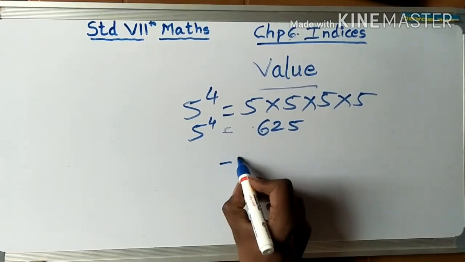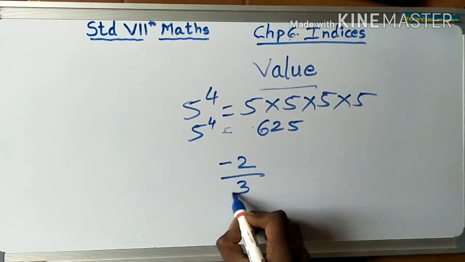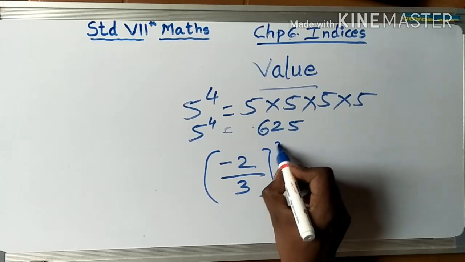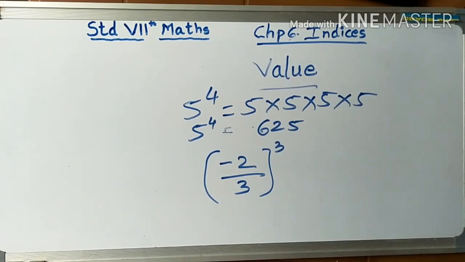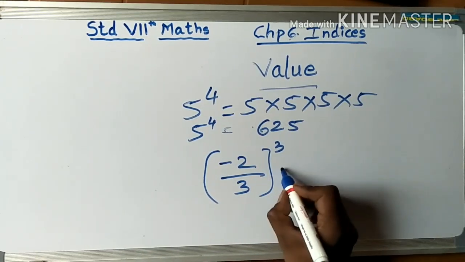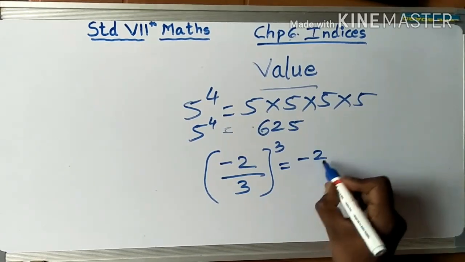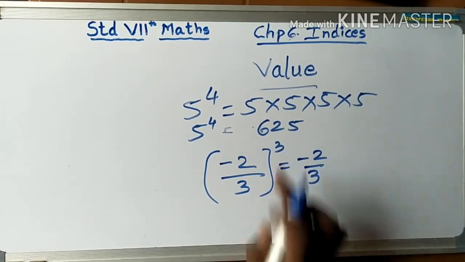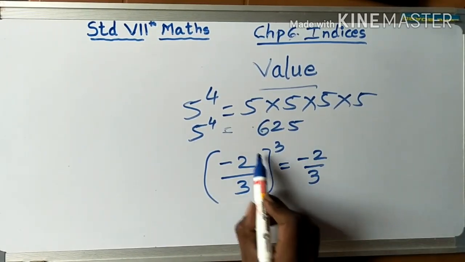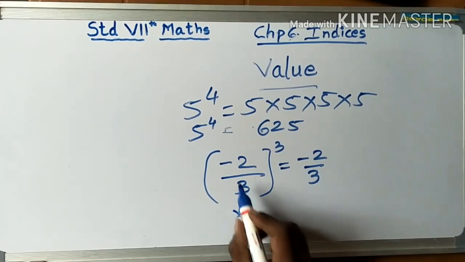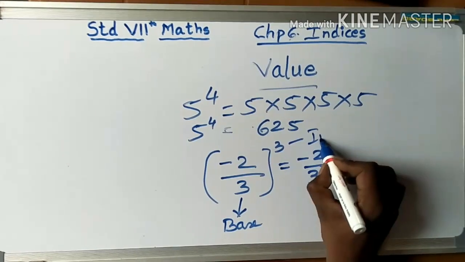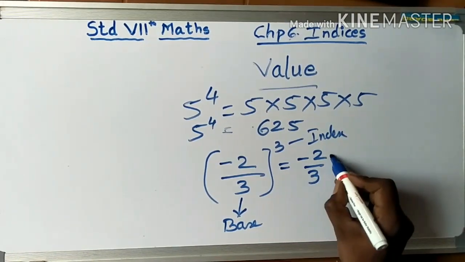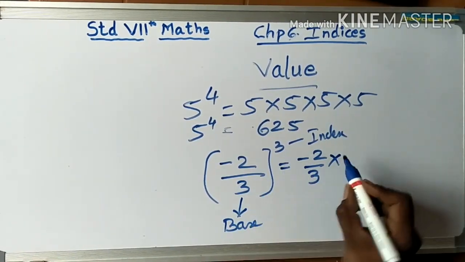Let's take some other example. Let's say minus 2 upon 3 the whole cube. Now how do you read this? Minus 2 upon 3 the whole cube, or minus 2 upon 3 raised to 3. Now how to find the value for this? Minus 2 upon 3, you have to multiply 3 times. Here this minus 2 upon 3 is the base, 3 is the index. Remember, now I'll multiply this minus 2 upon 3 three times.